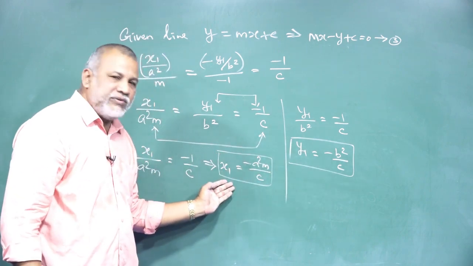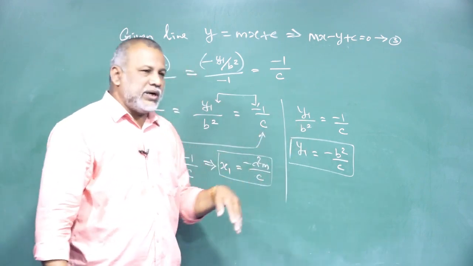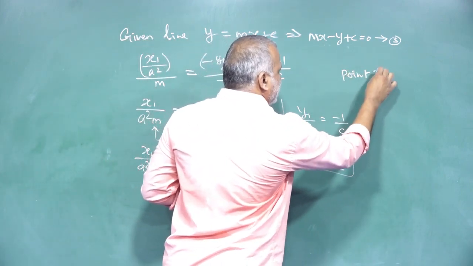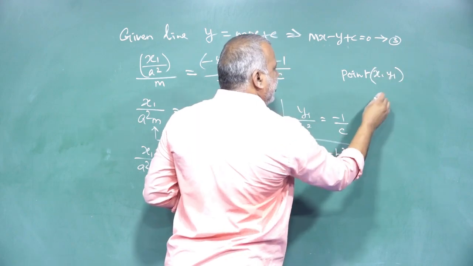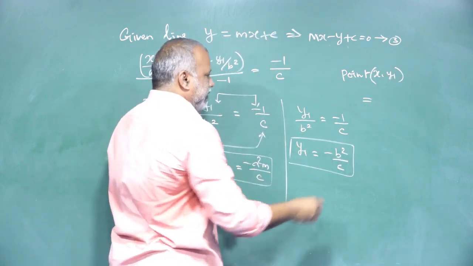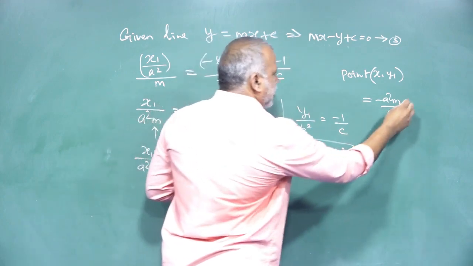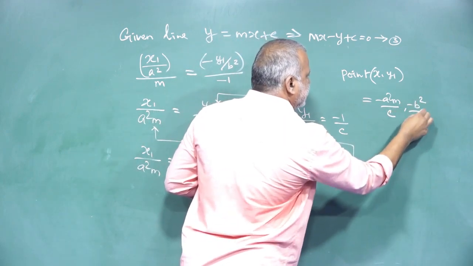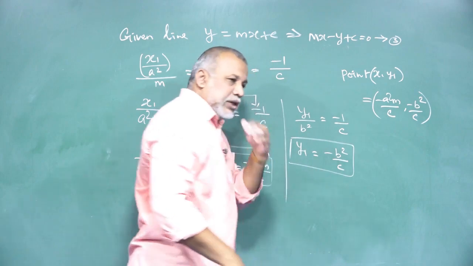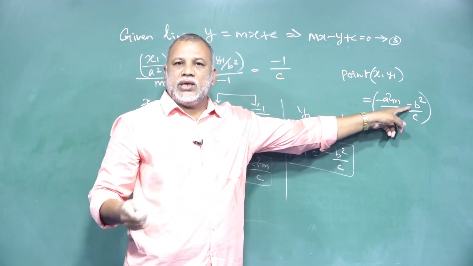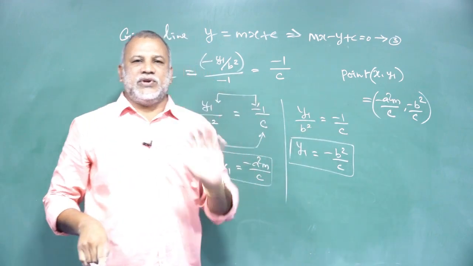So x1 I already found out. Value of y1 already found out. Therefore, the point x1 comma y1, just we worked out, is minus a squared m by c comma minus b squared by c. So see your ellipse derivation. There you are getting positive. Here you are getting negative. That is the only difference.